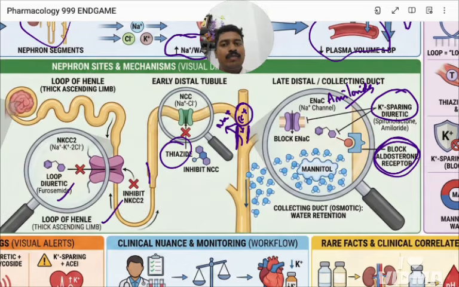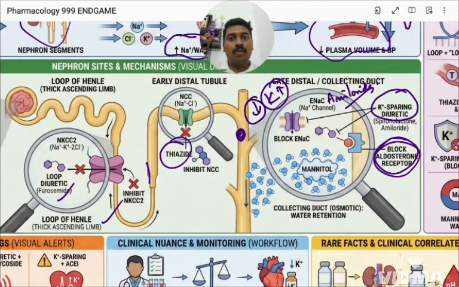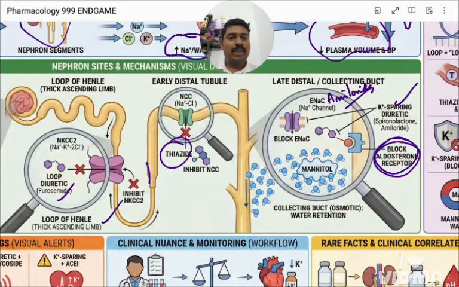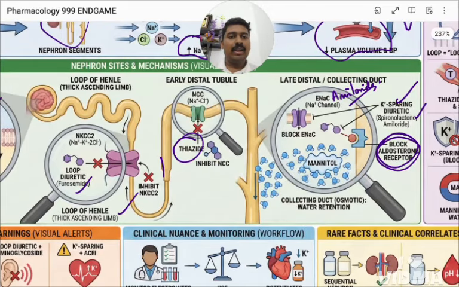So as a result, sodium would be increased. But when this is blocked, sodium in the blood will decrease, but potassium will increase. Basically they don't allow loss of potassium, hence they are known as potassium sparing. That's why the name potassium sparing diuretic. Examples are spironolactone and eplerenone.